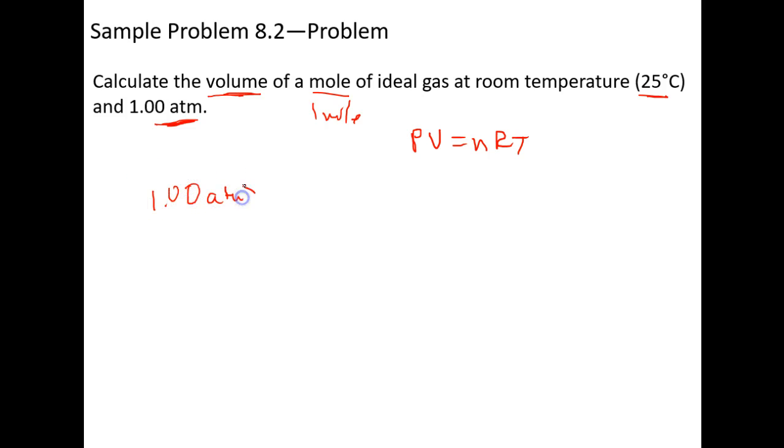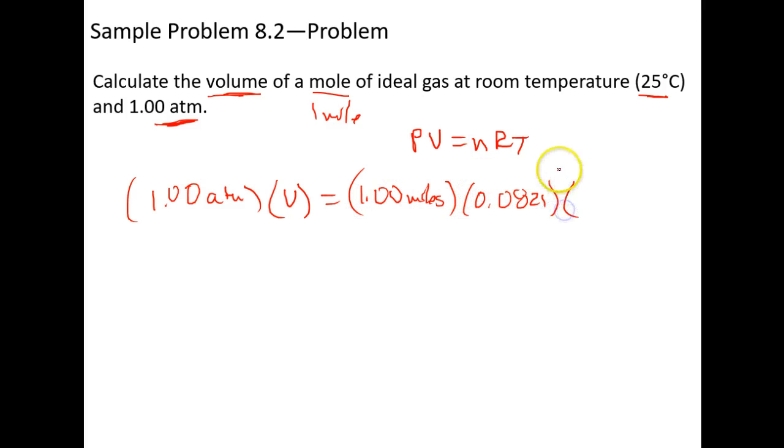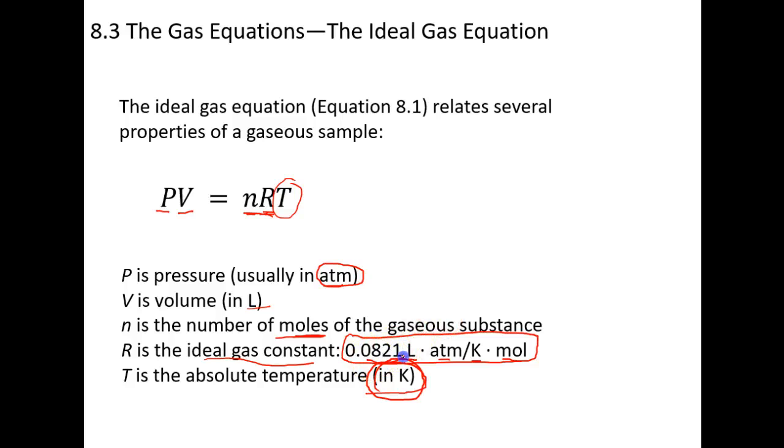So my pressure is 1.00 atmospheres. My volume is what I'm looking for. My moles is 1.00, let's just keep everything with the same number of sig figs. My R is 0.0821, and my temperature is 25, but remember I got to convert it to Kelvin, so it's 298. Remember this number comes from the previous slide right there.